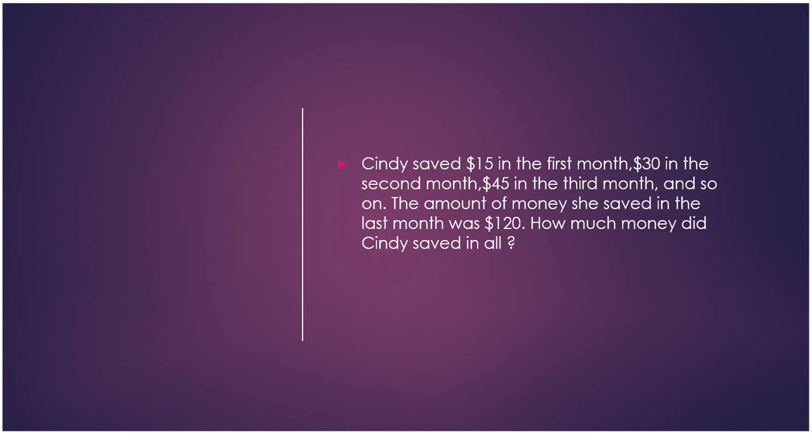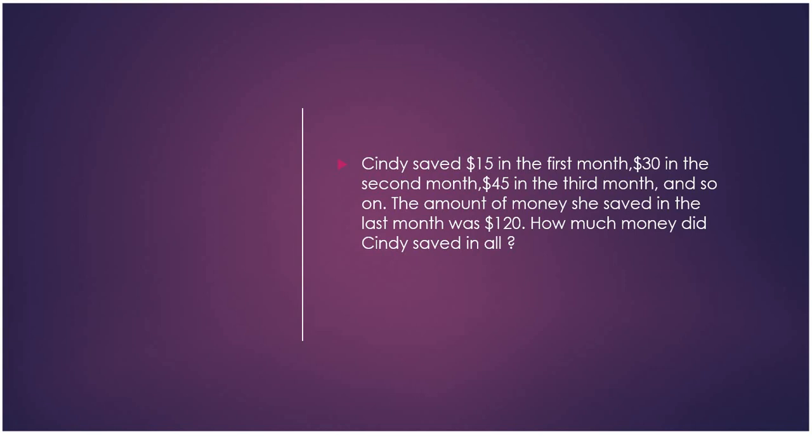I already told you we're going to use Gauss's method to solve this problem, right? So for using his method, we have to first make our number sequence, and then make our number pairs, and then use his method to find the answer. So how can we make a number sequence here? Let's look at the information we have.